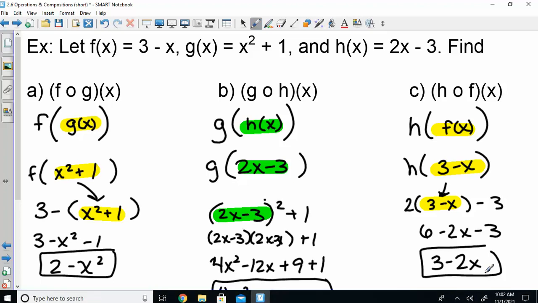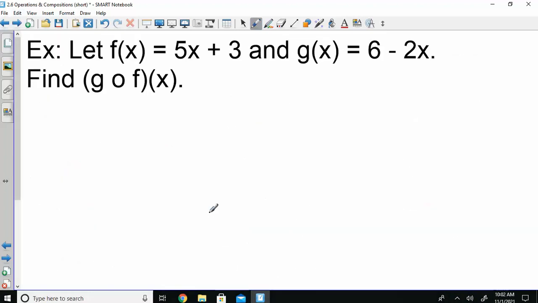I would like for you guys to try the next one on your own, please. So I'm asking you to find G composed with F. This says G of F of X.